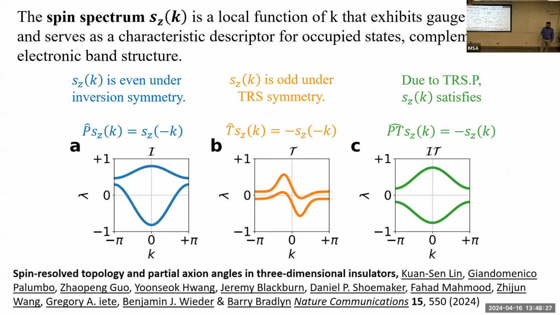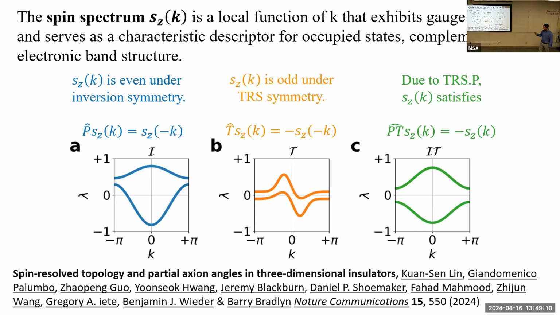Recently, the spin spectrum was also studied in this nice work in Nature Communications, published this year. One of the properties of this spin spectrum is that it describes the occupied states and could complement the information of the band structure. This spectrum has characteristics: it's independent of the inversion symmetry, because we know that the inversion symmetry doesn't affect the spin property. It depends on the time reversal symmetry and satisfies the relationship for the combination of time reversal and inversion.